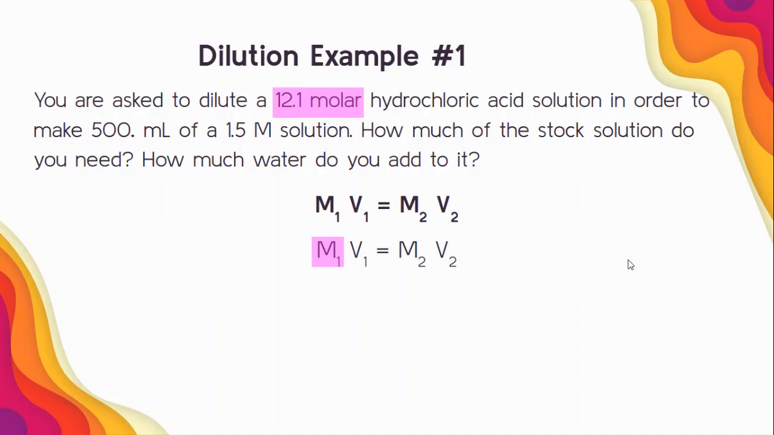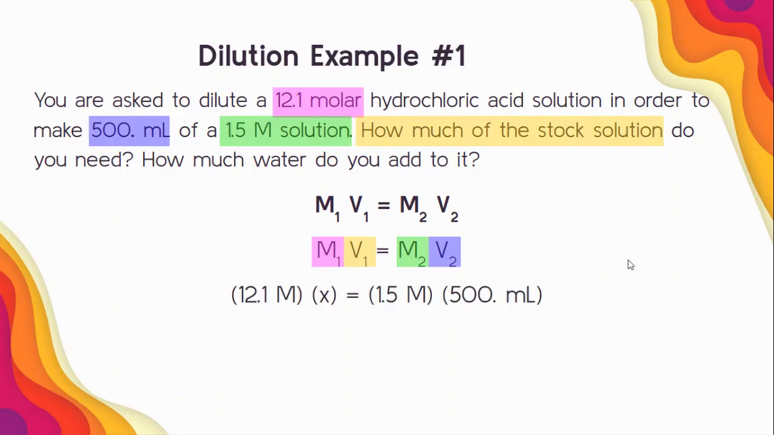The M1 is the molarity of our starting solution, which is the 12.1 molar. V1 is the volume of that solution that we need, which is what we're trying to find. M2 is the molarity of our desired solution, which in this case is 1.5. And our V2 is the volume of our desired final solution, which is 500 milliliters. So we're trying to solve for V1.